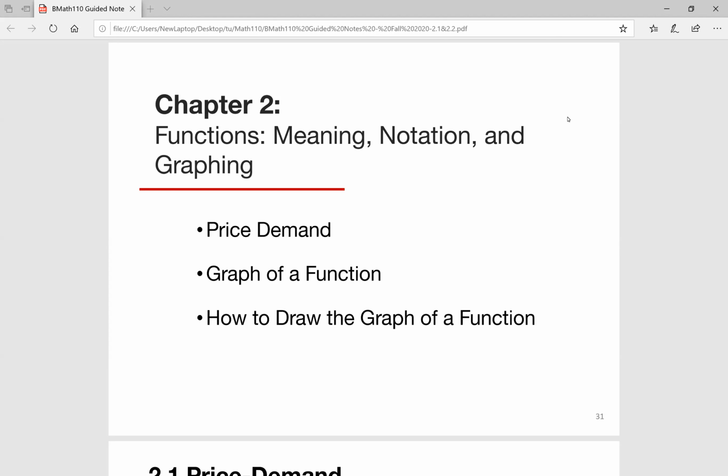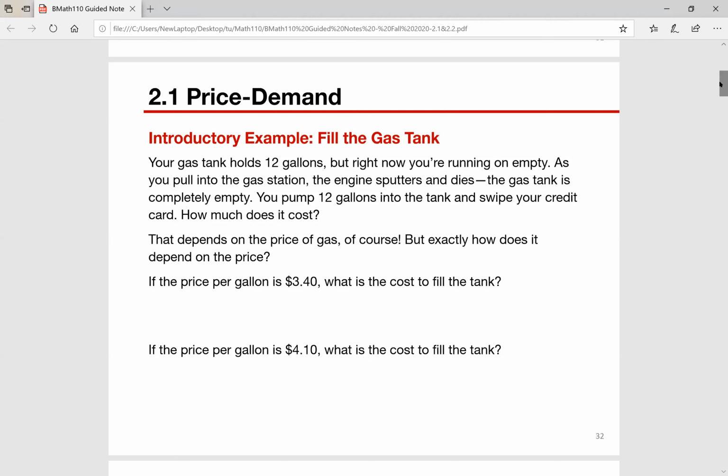Hi class. Today we're gonna start to work on chapter 2. We're talking about functions, meaning, notation, and graphing. In this chapter, we will work on price, demand, graph of a function, and how to draw the graph of a function. So let's start with section 2.1, price and demand.